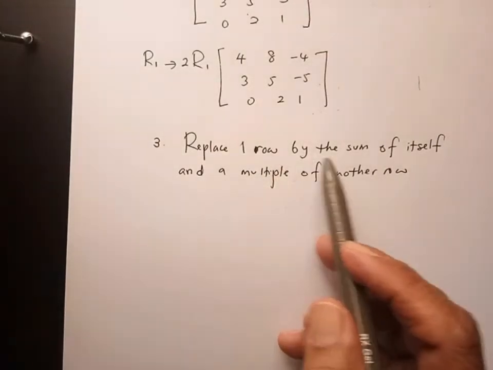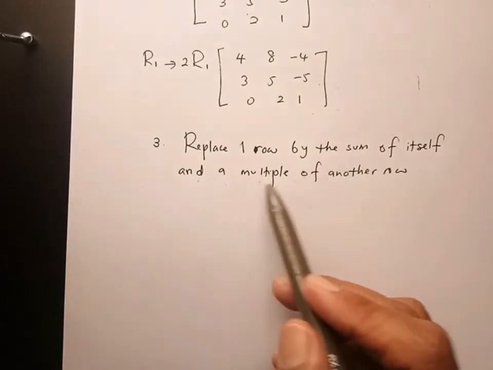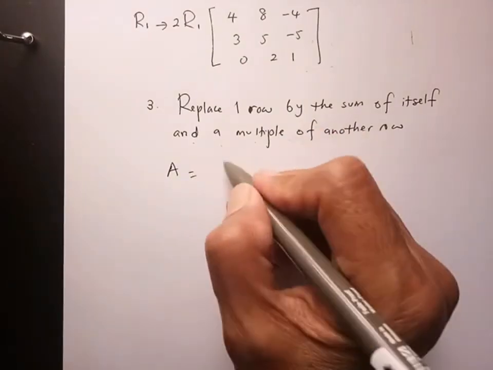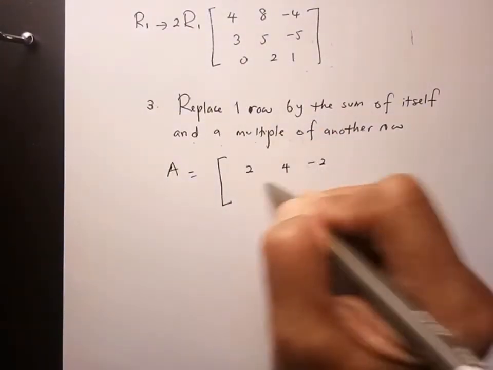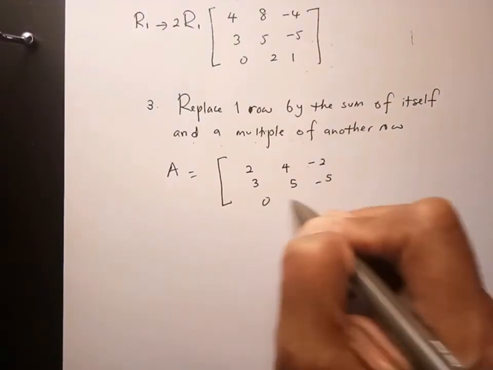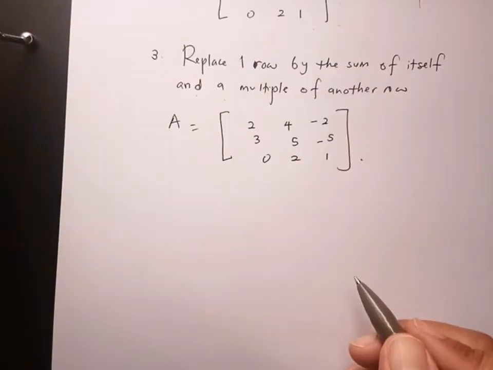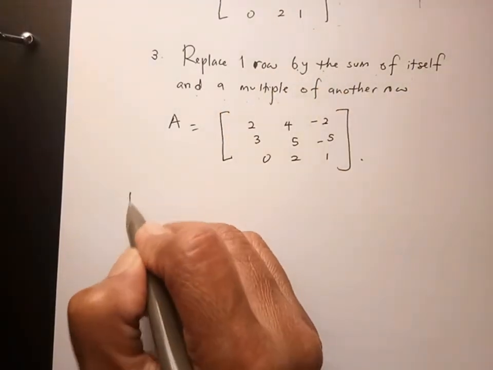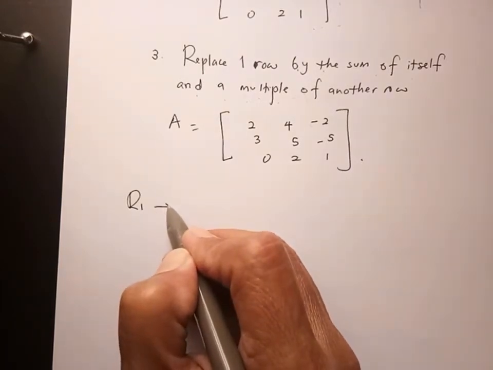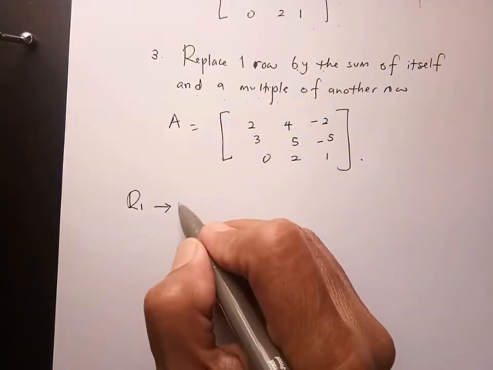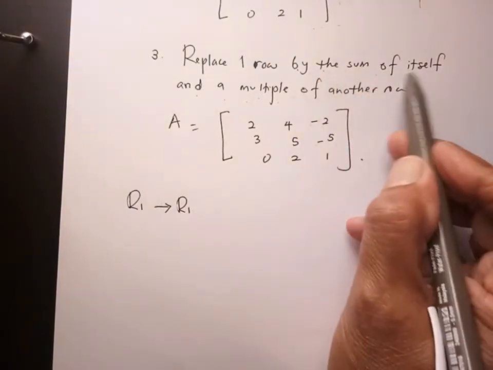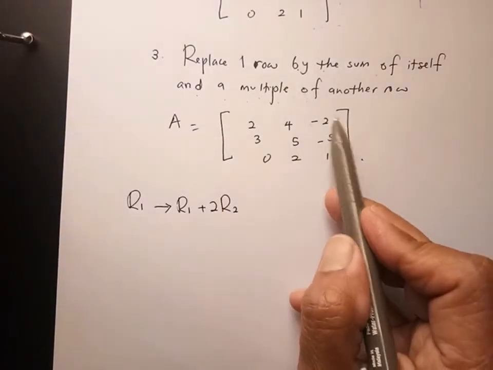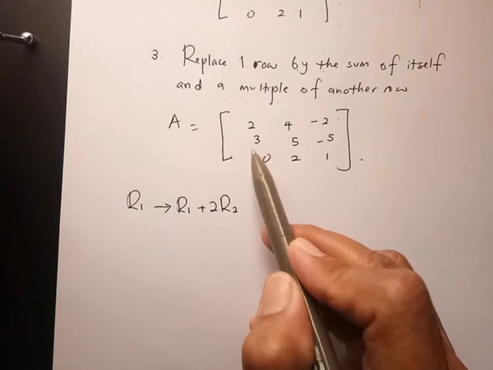Replace one row by the sum of itself and a multiple of another row, meaning that, let's say matrix A, we take as 2, 4, minus 2, 3, 5, minus 5, 0, 2, 1. Now let's say we replace row 1 by the sum of itself and a multiple of another row, plus 2 row 2. So row 1 becomes row 1 plus 2 times row 2.